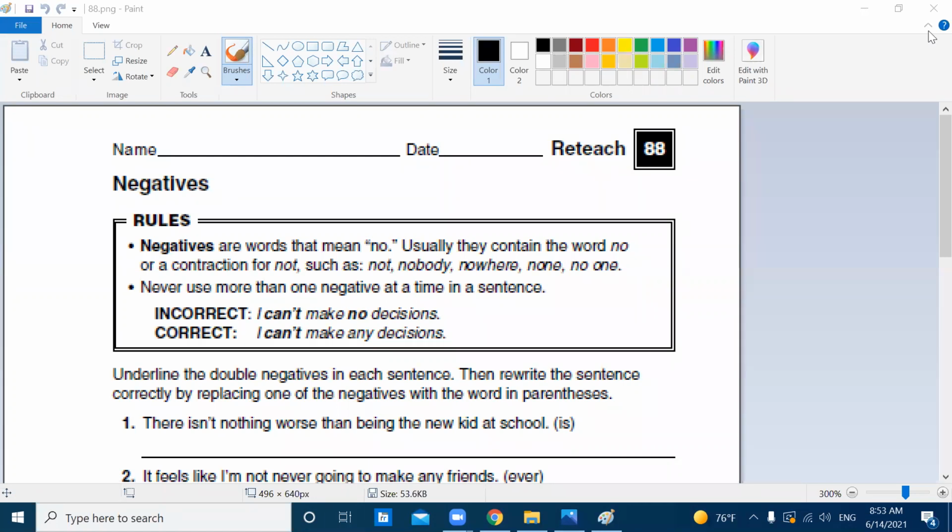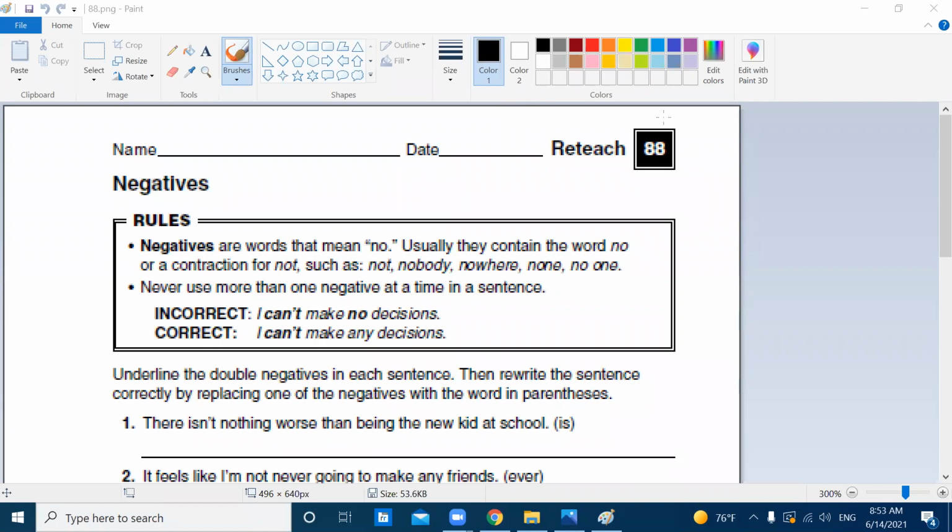All right. So we're going to read the sentences, and I want you to correct the sentence. I want you to change the double negative in the sentence so that there is only one negative and the sentence is written correctly.